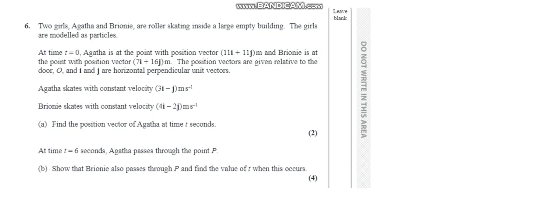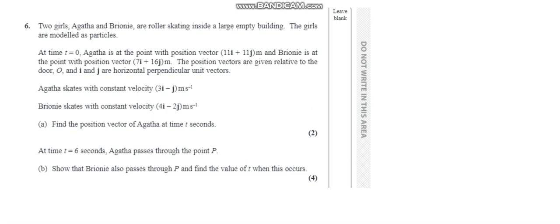The sixth question is all about two girls, Agatha and Brioni, who are roller skating inside a large empty building. The girls are modeled as particles. At time t equal to 0, Agatha is at the point with position vector 11i plus 11j meters, and Brioni is at the point with position vector 7i plus 16j meters. The position vectors are given relative to the door O, or you can say origin, and i and j are horizontal perpendicular unit vectors. Agatha skates with constant velocity 3i minus j meters per second, whereas Brioni skates with constant velocity 4i minus 2j meters per second.